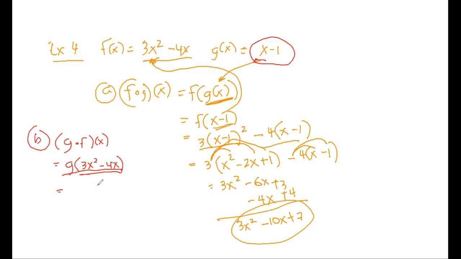x, what's x again? There. 3x squared minus 4x. That's the x. Minus 1. So we now have 3x squared minus 4x minus 1. This is now the answer for g composed with f of x.